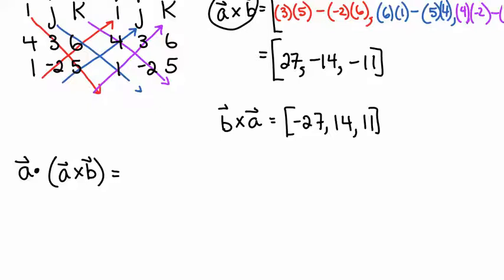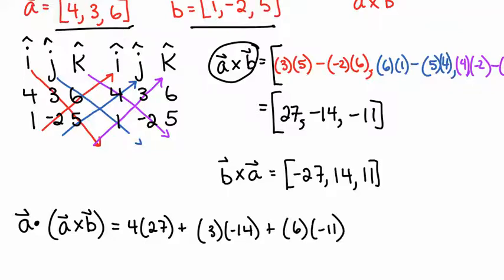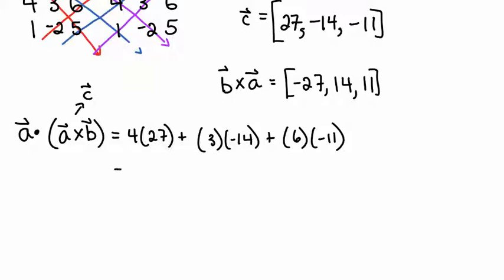So let's try it. So vector A is 4, 3, 6, and this one is that giant number. For the dot product, we just multiply them. So we do 4 times 27 plus 3 times negative 14 plus 6 times negative 11. So I just did the cross product between these two things. We could call this vector C, whatever you want to call it. Okay, so let's check it out.